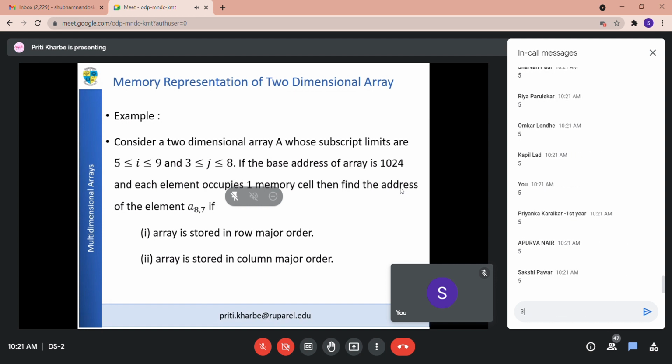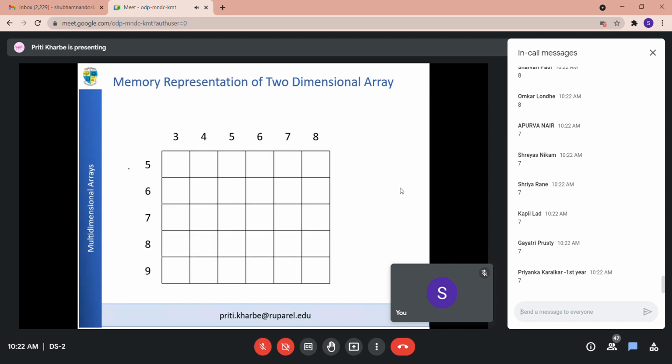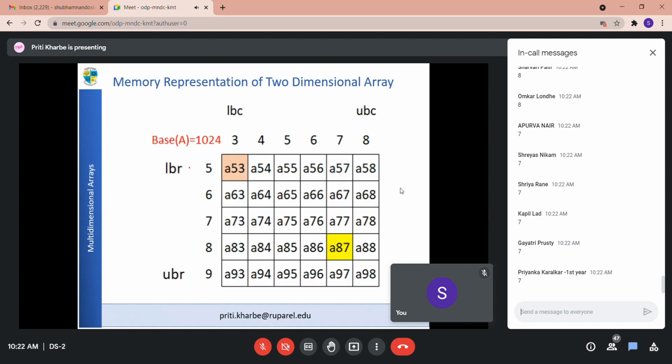5. LBC 3. Right answer. W 1. I 8. J 7. Correct answer. Those who are not understanding, for them I'm telling, 5 and 9 are the starting and ending limits for row numberings, and these are for column numberings. So simply write 5, 6, 7, 8, 9. These are my rows. 3, 4, 5, 6, 7, 8 columns.